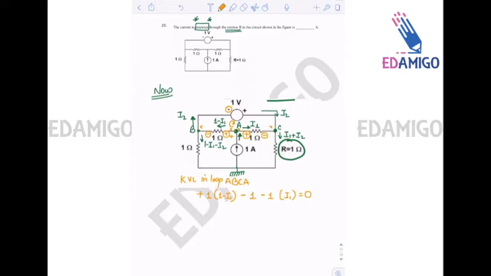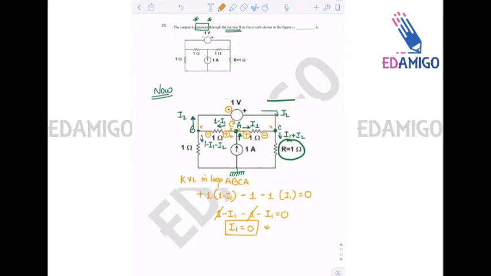Okay. So 1 minus I1 minus 1 minus I1 is equal to 0. These two cancel each other. So I1 is equal to 0. This is the result.